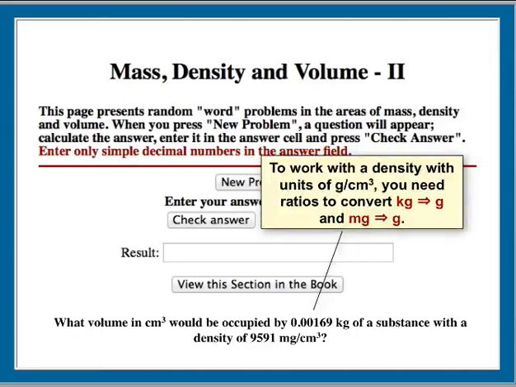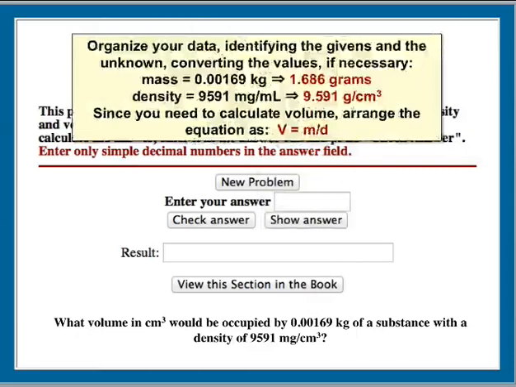We can do this in our head. Kilo is 1,000, milli is 10 to the minus 3. So we can just do these conversions easily. Our mass in kilograms is 1.68 grams. Our density in milligrams is 9.5 grams. All we're doing is moving our decimal. And again, we can do that in our head. Plug it in. Rearrange. We're solving for volume, mass divided by density, and it should be 0.176.